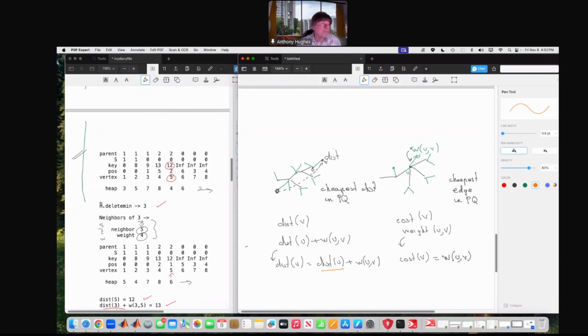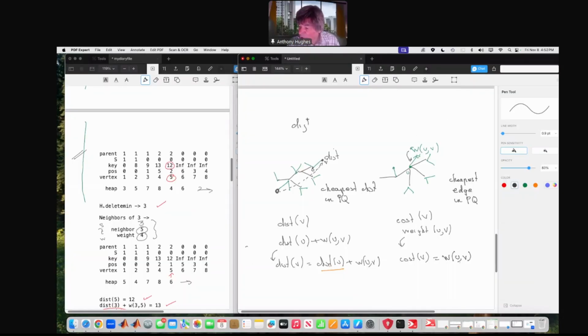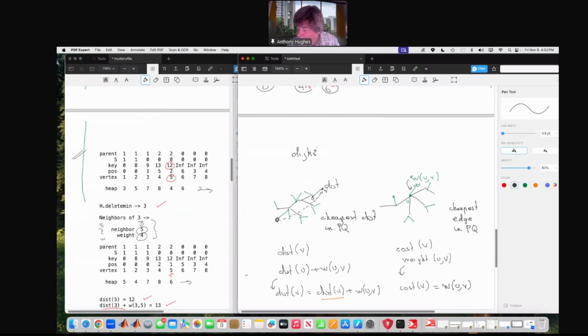And let me bring this one back over again. Which side is Prim and which side is Dijkstra, left or right? This is Dijkstra. Cost, distance, this is D for Dijkstra. This is the one we just explored, where you did distance plus the weight. And if it's smaller, we update.